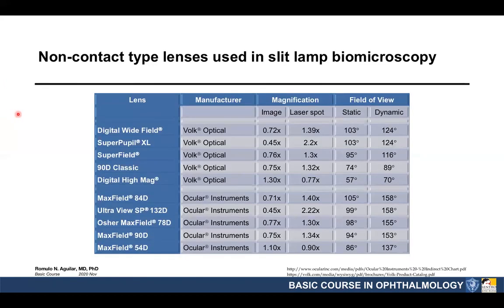Again, in tabular form are the specifications of the different lenses. So if you want to invest in a wide field lens, you can go either with your digital wide field, your super pupil XL, or your super field. And hopefully you will be able to find the super field with a transformer set. For ocular instruments, the widest would be your max field 84 diopter. Okay, so you know what to look for next time when we can physically go to an ophthalmic convention.